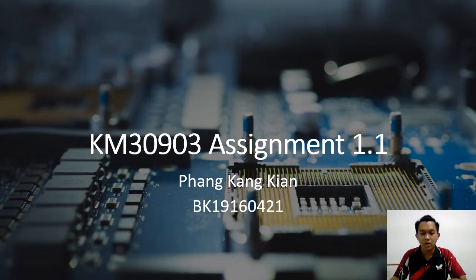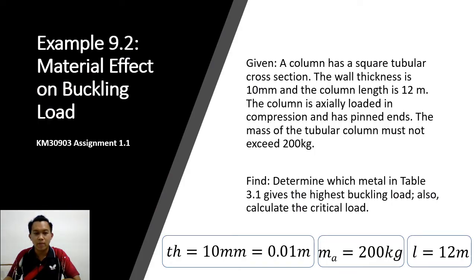Today I'm going to explain example 9.2 for KM30903 Assignment 1.1. Example 9.2, material effect on buckling load. The question: given a column has a square tubular cross section. The wall thickness is 10 mm and the column length is 12 m. The column is axially loaded in compression and has pin ends. The mass of the tubular column must not exceed 200 kg. It wants us to determine which metal in table 3.1 gives the highest buckling load. Also calculate the critical load.